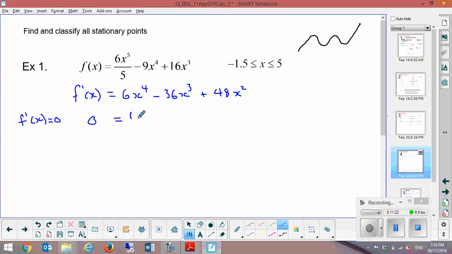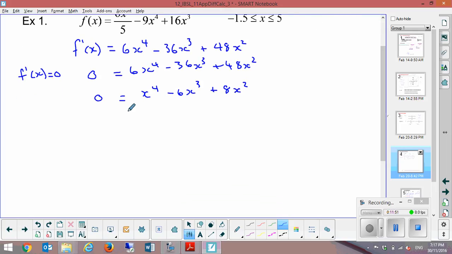So this equals 6x to the 4th minus 36x cubed plus 48x squared. Let's divide by 6 and make it simpler. So 0 equals x to the 4th minus 6x cubed plus 8x squared. To solve this, let's now see if we can factorize it. So hopefully you can recognize all the factors there.